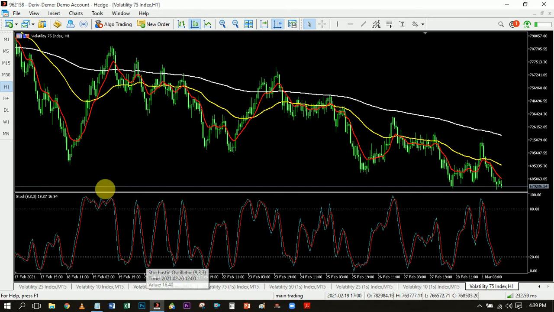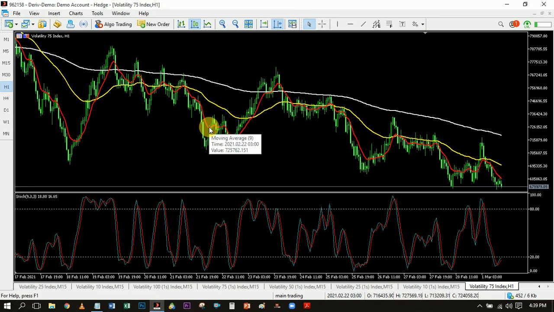Now let me explain to you extensively. In a downward trend, I want to see that my moving averages follow sequentially. That is, I'll be having the 200, the 50 and the 13 or the 9, whichever. I'll have them in that sequence. The white will be up, the yellow will follow below, then the red will follow below. This tells me that the downtrend is very strong.